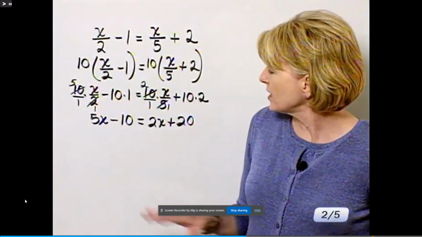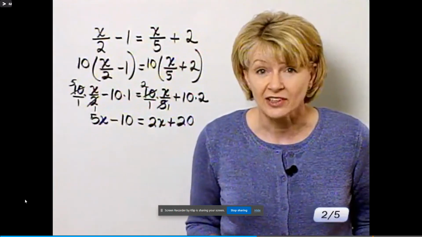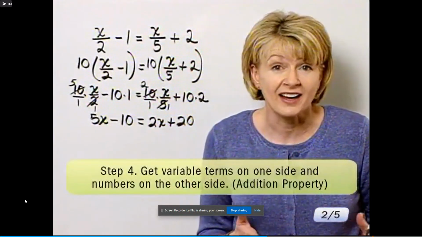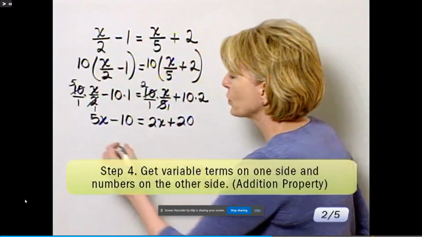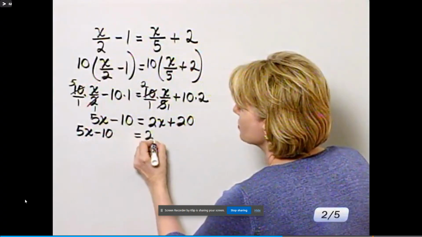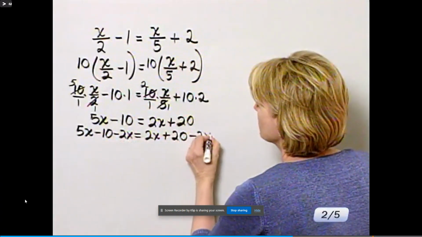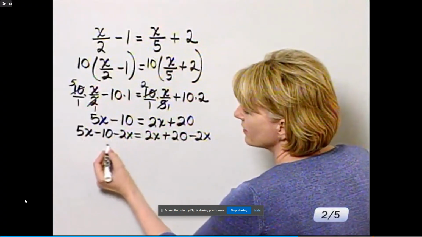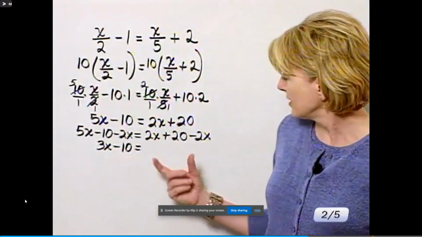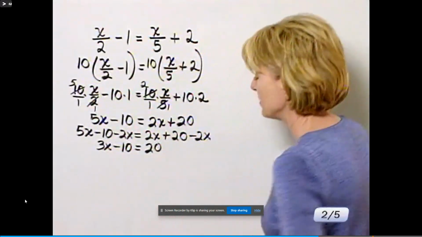Now let's solve this equation. We have no parentheses. We have no simplifying that can be done on either side of the equation, so let's move variable terms to one side, numbers or constants to the other side. I will subtract 2x from both sides. So here's the left side, here's the right side. I'll subtract 2x from the left side, subtract 2x from the right side. 5x minus 2x, that's 3x. And then minus 10 is equal to, these terms subtract out like we want, and I have 20.